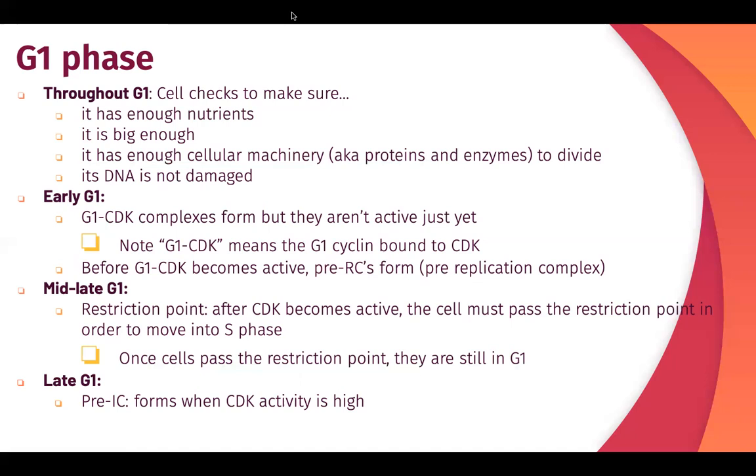And then lastly, in your late G1 phase, you have the pre-IC. This is when your CDK activity is a lot higher than it was in the beginning. It brings in a lot more of those extra proteins to make that pre-IC complex.